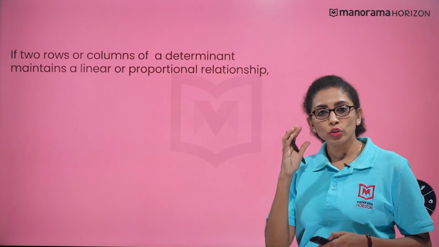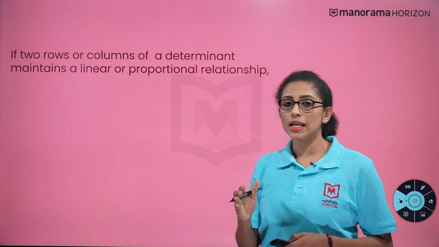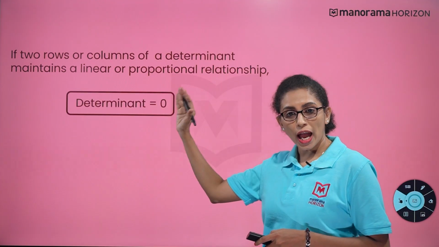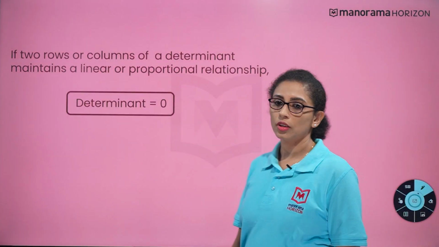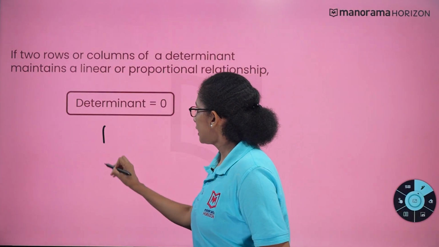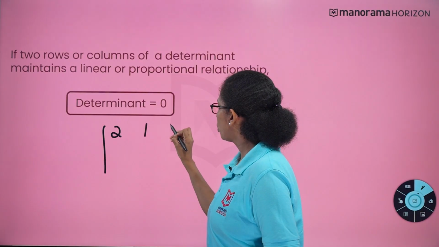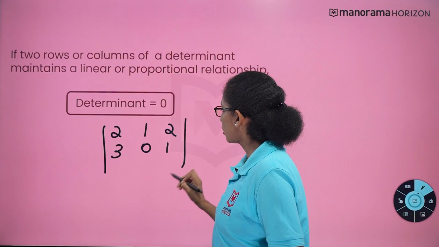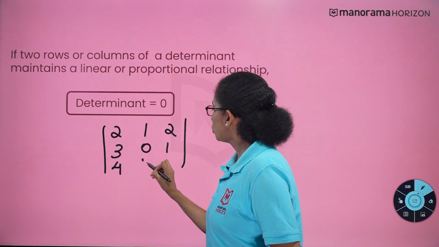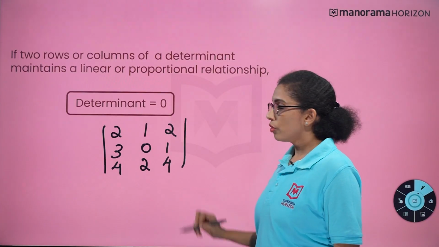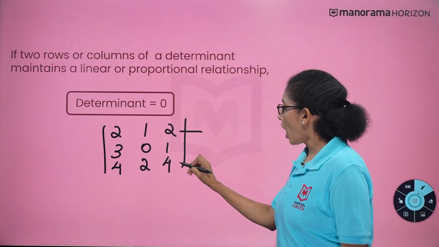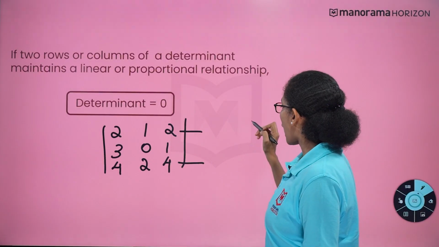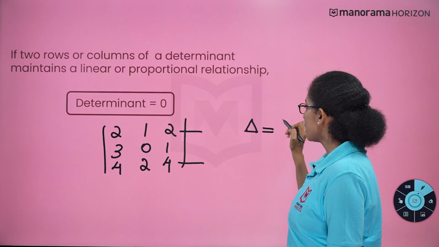Also, you should note, if two rows or columns of a determinant maintain a linear or proportional relationship, then the determinant of that matrix will always be 0. For example, determinant 2, 1, 2, 3, 0, 1, 4, 2, 4. You can see here R1 and R3 maintain a proportional relationship. So, we can say that here the determinant will be 0.